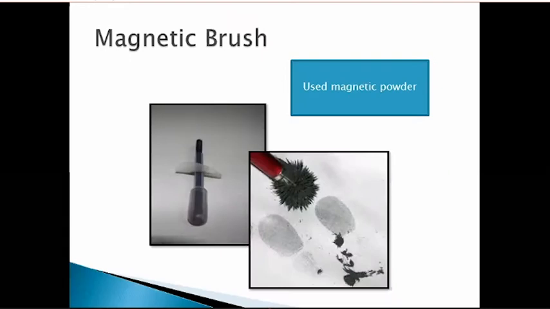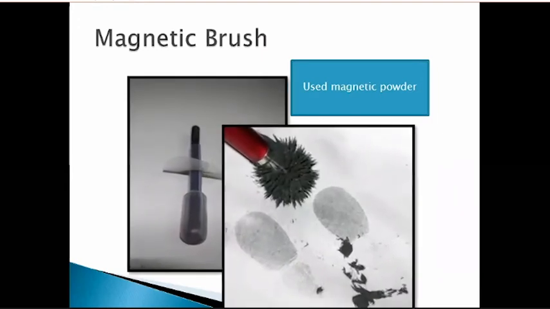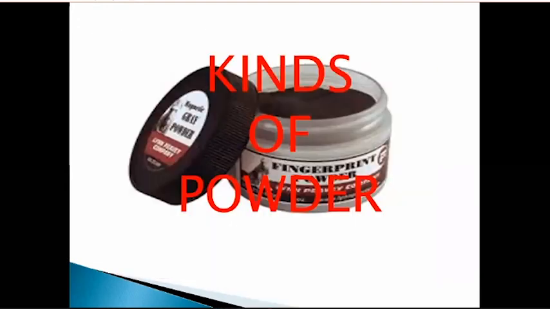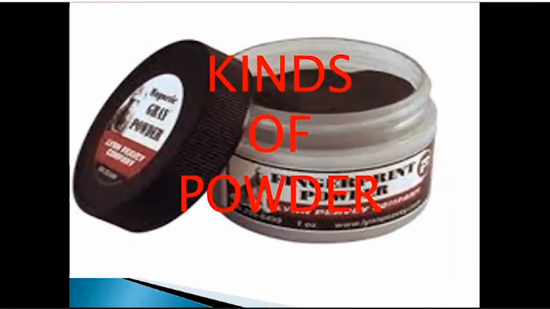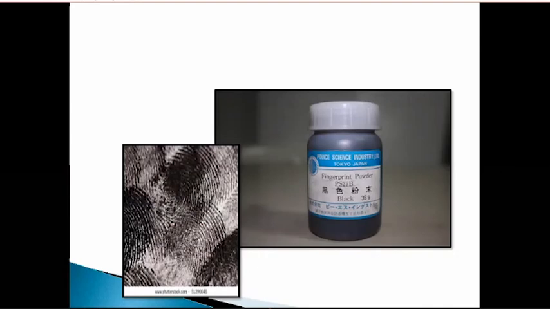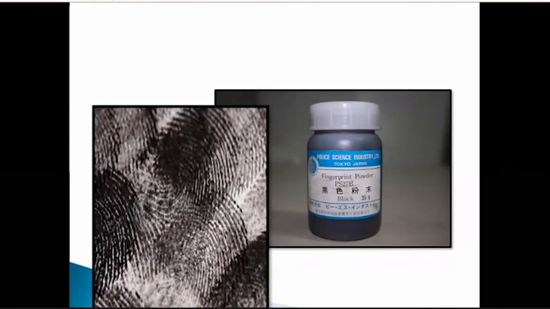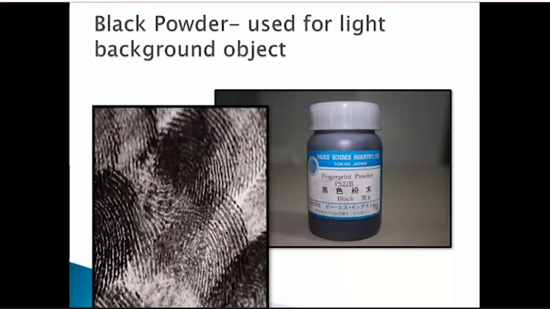Merong magnetic brush. Kaya lang sa magnetic brush, ang ginagamit dyan ay hindi ordinary powder. Ang ginagamit natin dyan ay magnetic powder. So, we have the kind of powder. We have that black powder. Diba? Yan. Kailan natin ginagamit ang black powder kung ang surface niya ay light. Dito papasok yung tinatawag na principle of contrast. Kasi kung yan ay black surface, gagamitan mo ng black powder, ay hindi ko makikita yan. Diba?